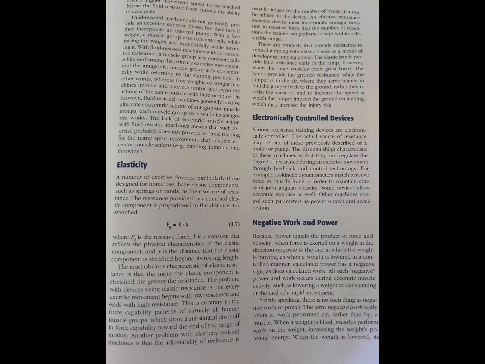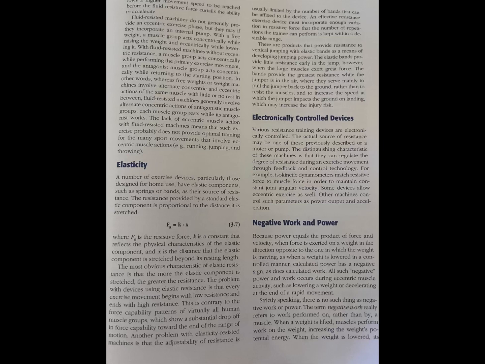Negative work and power. Because power equals the product of force and velocity, when force is exerted on a weight in the direction opposite to the one in which the weight is moving, as when a weight is lowered in a controlled manner, calculated power has a negative sign, and so does calculated work. All such negative power and work occurs during eccentric muscle activity, such as lowering a weight or decelerating at the end of a rapid movement.